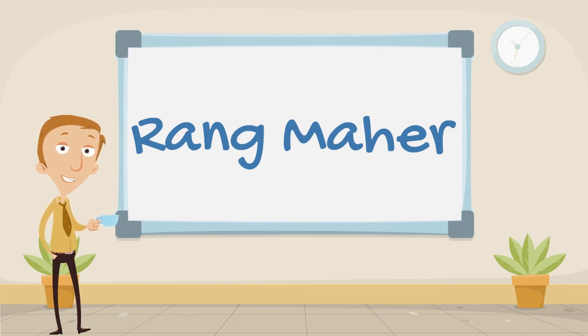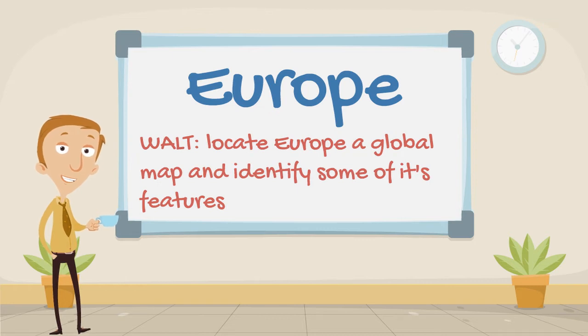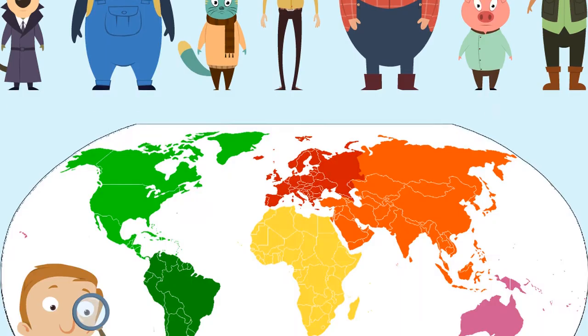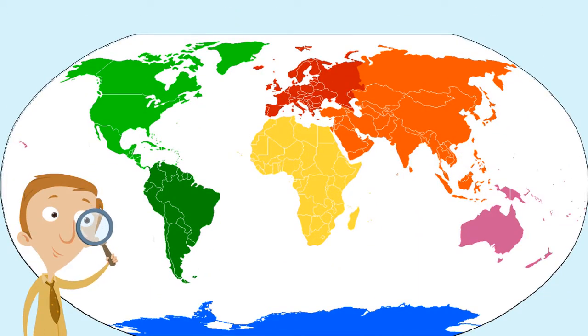In today's geography lesson, we're taking a first look at the continent of Europe. Our WALT for today's lesson is to locate Europe on a global map and to identify some of its key features. Europe is an incredibly diverse continent, filled with lots of different kinds of people, different languages, different history, and different cultures. It's one of the 7 continents of the world. A continent is a large landmass that divides the world into different parts.